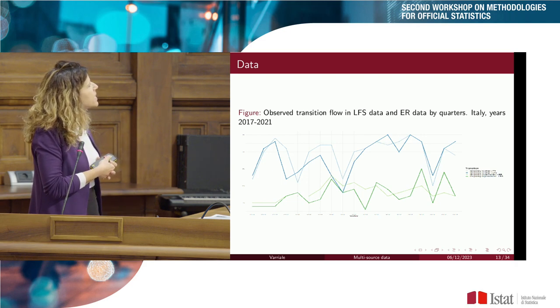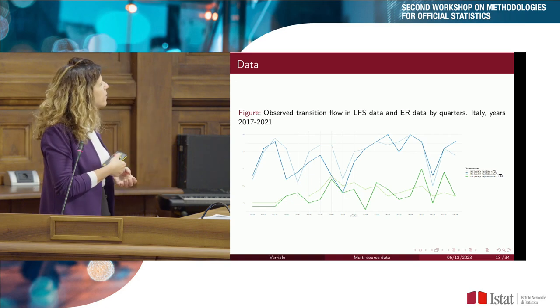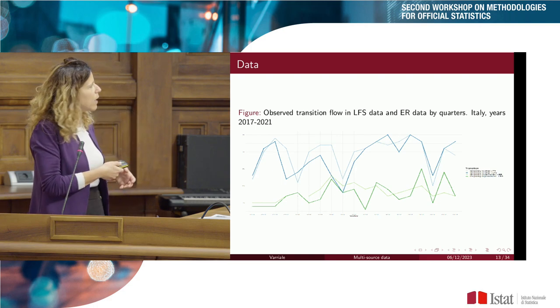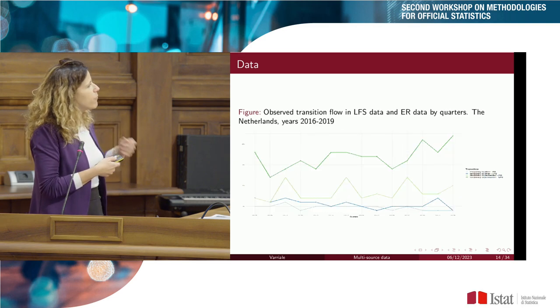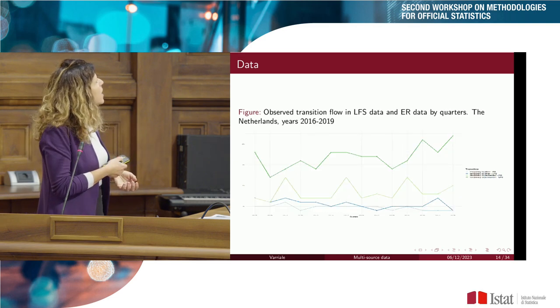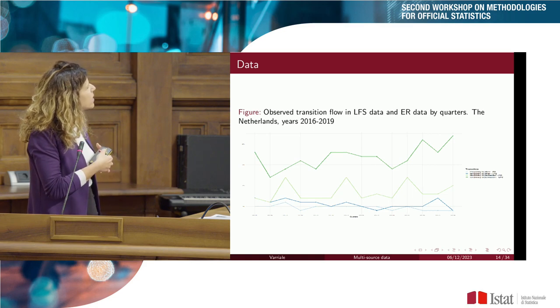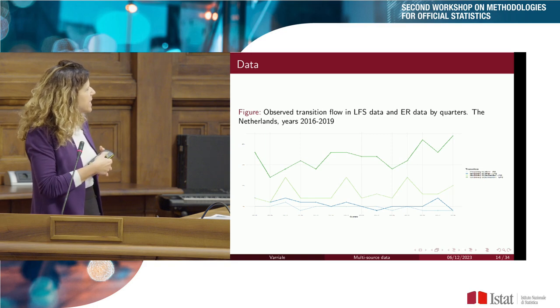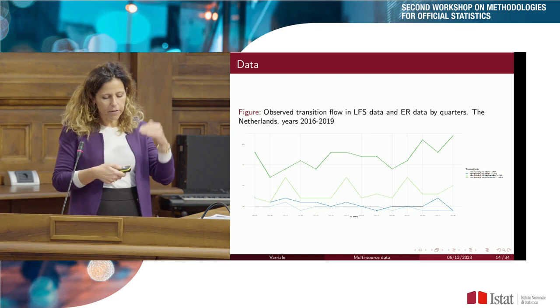There is something that for the moment we won't take into account, that is the period after the pandemic. We won't take it into account in our analysis, because we know that it's too complicated for this preliminary work. Here is the situation in the Netherlands, and here we see a different situation, because the trend of the temporary to permanent category is similar from the two sources, but is quite different in terms of level.